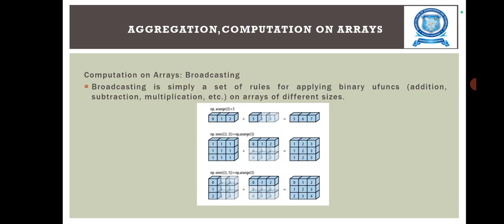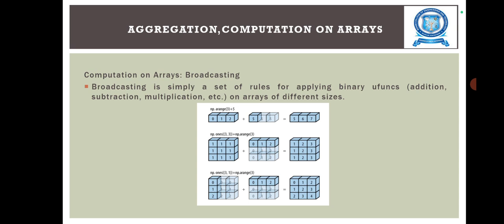The next one is computation on arrays: broadcasting. Broadcasting is a set of rules for applying binary operations, that means addition, subtraction, multiplication, etc., on arrays of different sizes. Here in this diagram, it shows broadcasting of arrays of different sizes. Suppose you are using a one dimensional array, it will be stretched or broadcast, otherwise you are going to use the second dimension in order to match the shape of M.